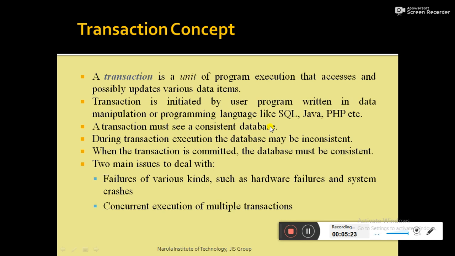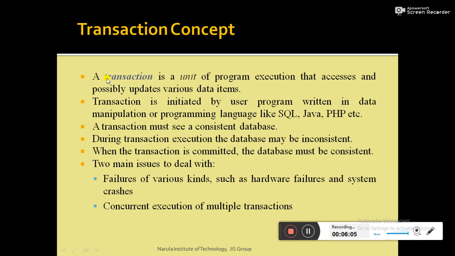For these four operations to happen, we have to write a program, or a code. This program or code consists of these four basic operations and is basically known as a transaction. So this is the example of a transaction. So what is a transaction? A transaction is a unit of program execution that accesses and possibly updates various data items. So this is the definition.